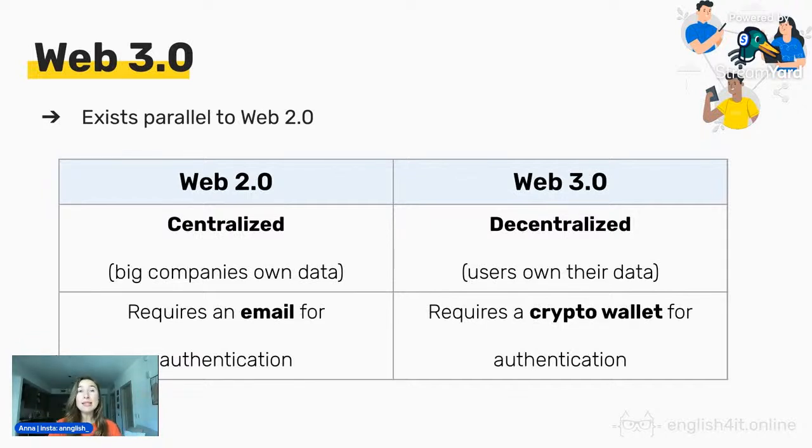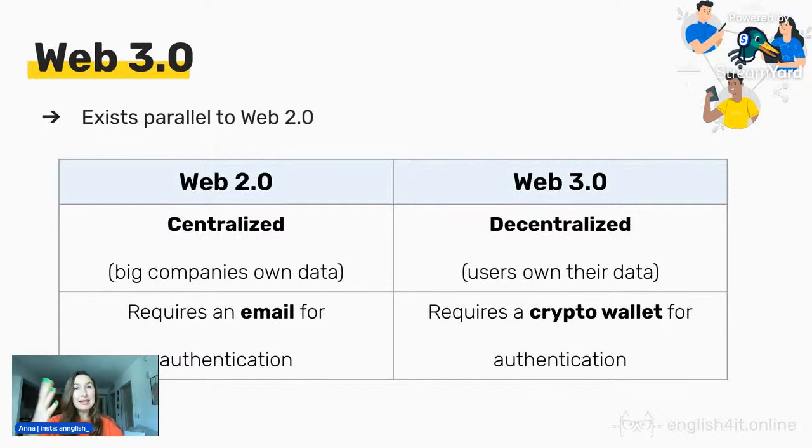So let's compare Web 2 and Web 3, since we said that they are happening at the same time. Web 2 is centralized. What does it mean? Centralized means that there is one center that owns everything. Big companies, like I said, own the data. That's why we call Web 2 centralized.